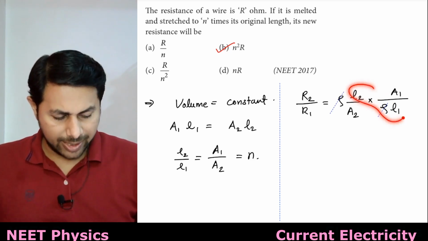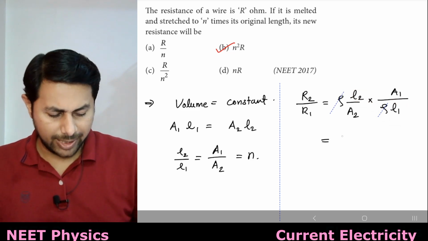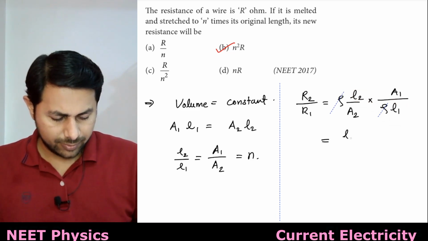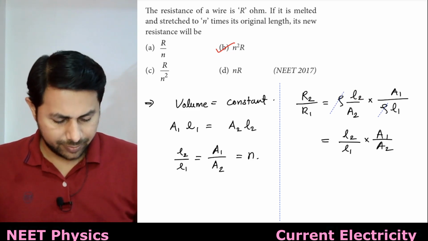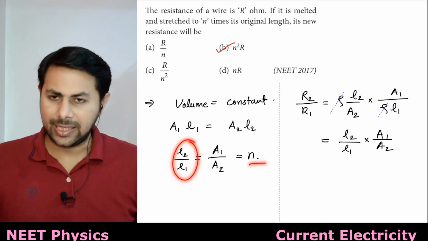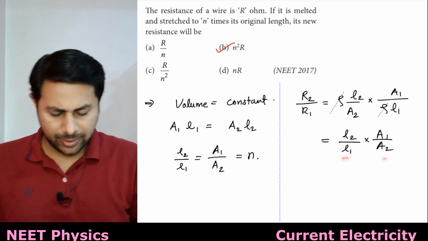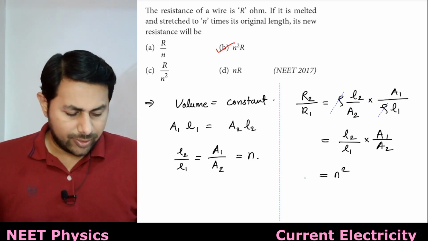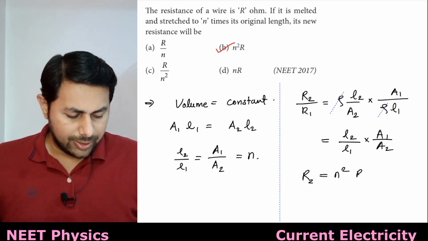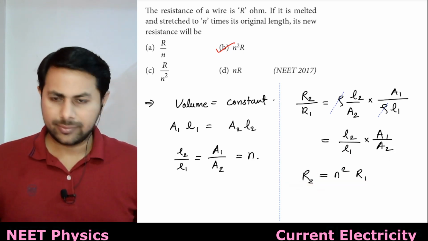What remains is L2 by L1 times A1 by A2, and L2 by L1 is n, and A1 by A2 is also n. That means this is n times n, so this becomes n square. Therefore R2 is equal to n square times R1. Okay, this is clear?